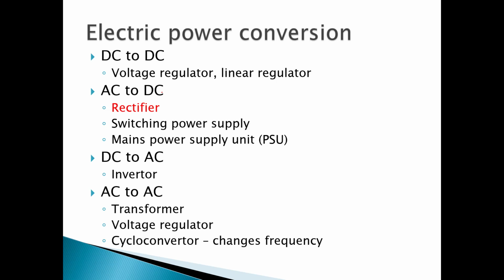Pretty easy there. Then there's AC to AC. In other words, you don't change the shape of the signal. You have alternating current in, alternating current out, but you might change the value of it, just like DC to DC. And you might control how much current can be supplied, that sort of thing.